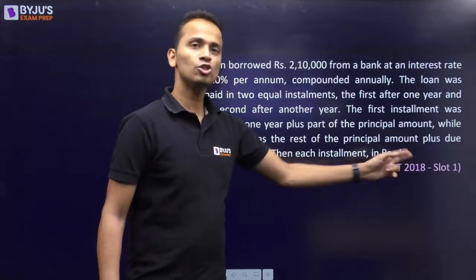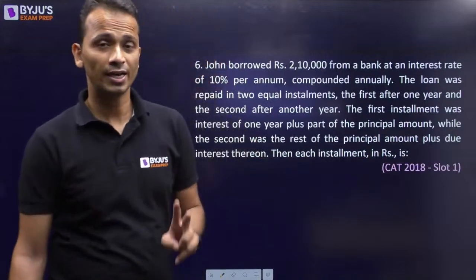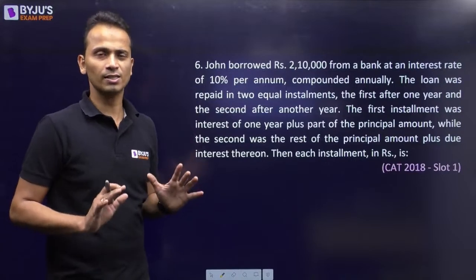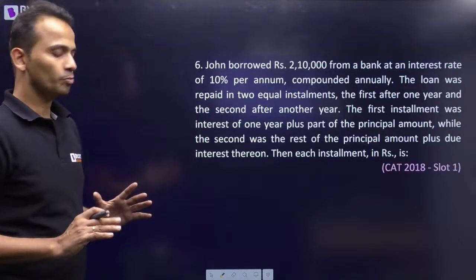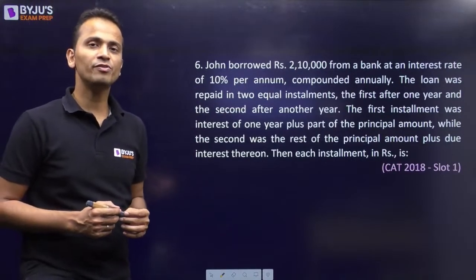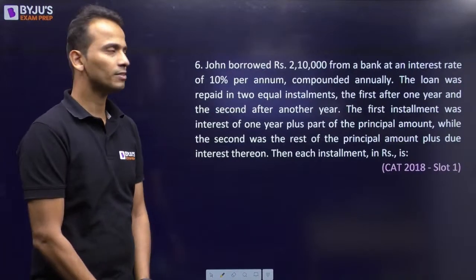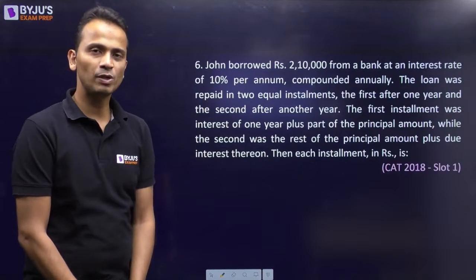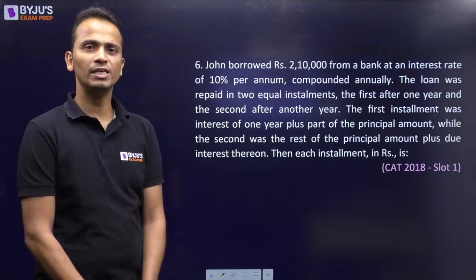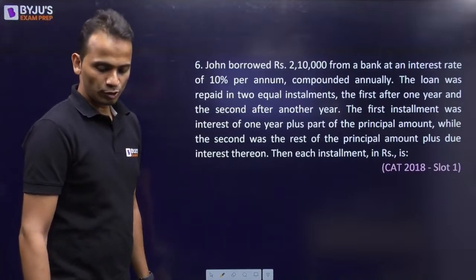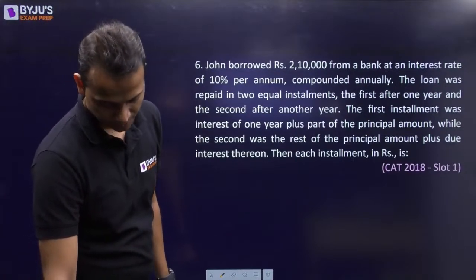CAT 2018 slot number 1 had an installments question, so CAT 2023 can also have an installments question. So people who decide to leave the installment topic completely, please don't do that. I'll give you a very simple way in which you can calculate EMIs. Fine. I'll give you first of all a few seconds.